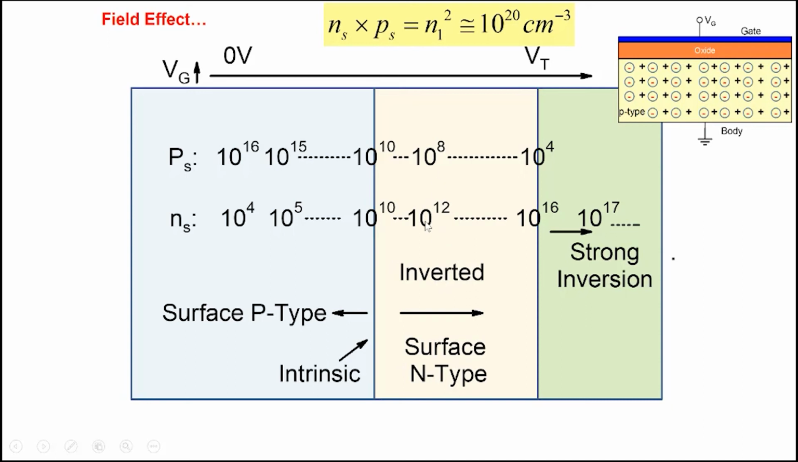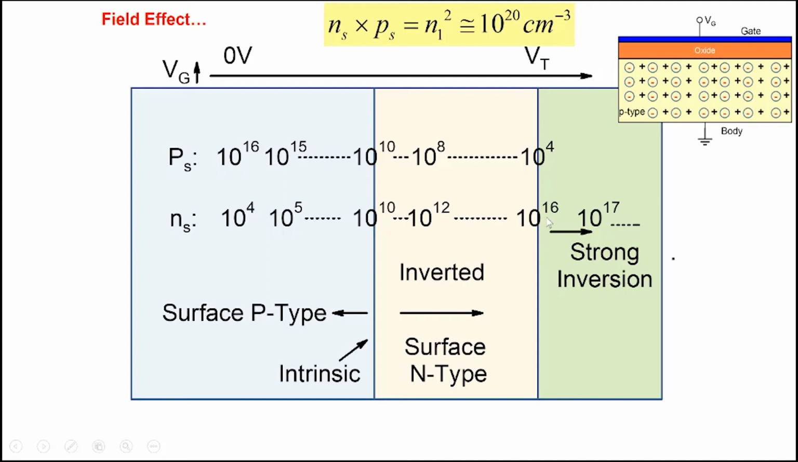Eventually, if you apply sufficiently large voltage here, the electron density at the surface becomes really high. For example, 10 to the power 16. Note our doping was 10 power 16 and the electron density has become 10 power 16. So when the electron density here becomes 10 power 16, which is the same as the starting hole density at the surface, we say we are entering a strong inversion region here. And now we have created lots of electrons at the surface.